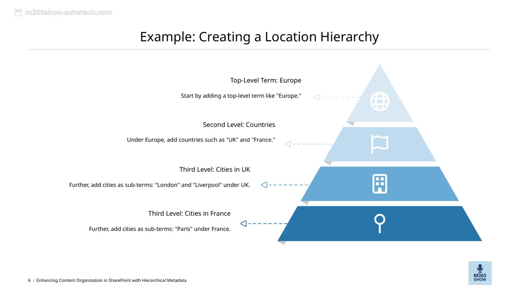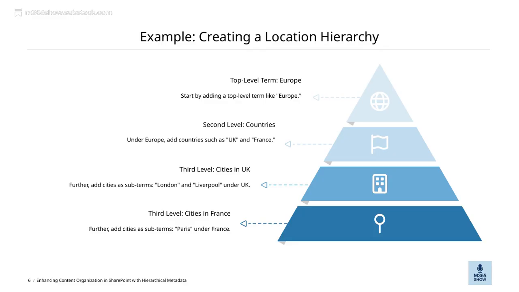Now let's look at how we can further enhance our location hierarchy by adding more detail. For example, under the top-level term Europe, we can add specific countries like France and UK. This helps us organize our content more effectively by grouping locations geographically. Next, within France, we can add cities such as Paris, and under UK, cities like London and Liverpool. This creates a clear, multi-level structure that makes it easier to find and categorize information based on location.